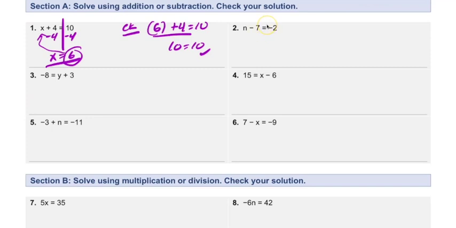The next one, here's our equal sign. So we want to do the same thing to both sides. I'm going to get rid of the negative 7. The opposite of minus 7 is plus 7. So you get n equals 5.